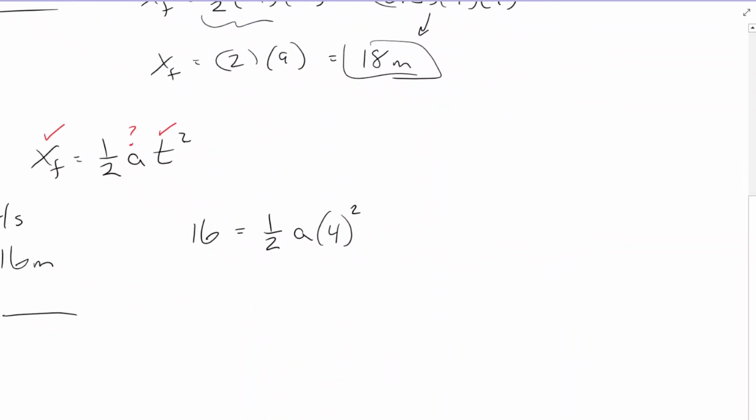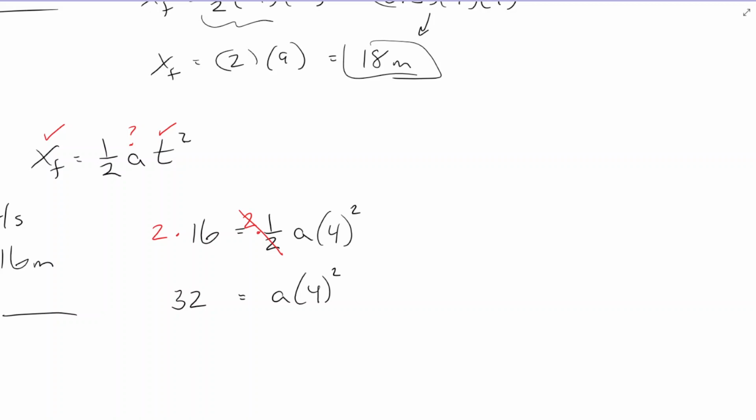So my first way might be to take this equation, and I want to get rid of the 1/2. How do you get rid of 1/2? Well, you multiply the whole problem by 2. And if you do it to one side, you do it to the other. So that would eliminate that. 2 times 16 is now 32, is equal to, the 1/2 is gone, a times 4 squared.